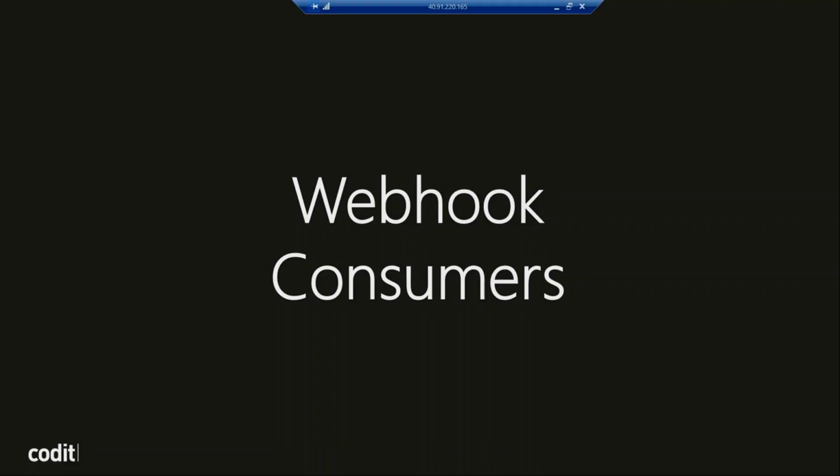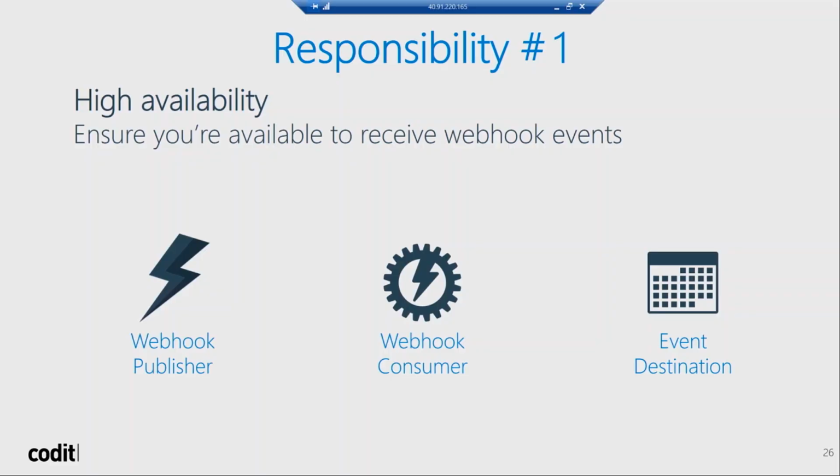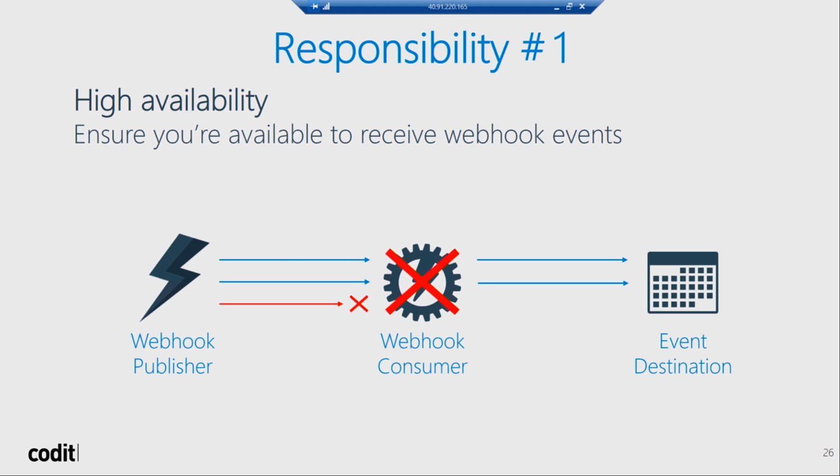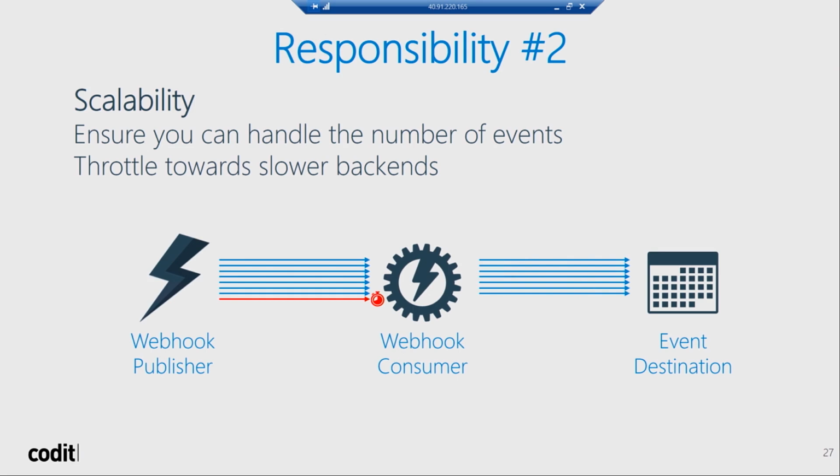Let's move now to the consumer side of webhooks. And that's mostly the side where we are, because we need to talk with SaaS applications. Your first responsibility is high availability. So again, if you're not available, the webhook will fail, and eventually it will not be arriving at your place. Scalability is also very important, because if you're consuming webhooks, you don't control the loads. It's the sender who controls the load.